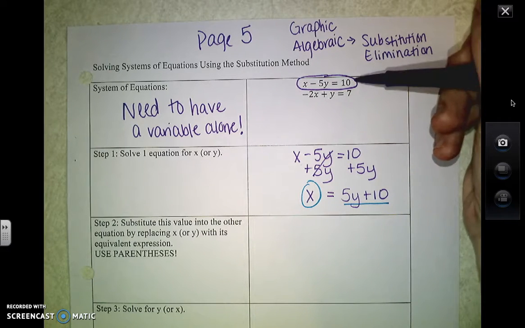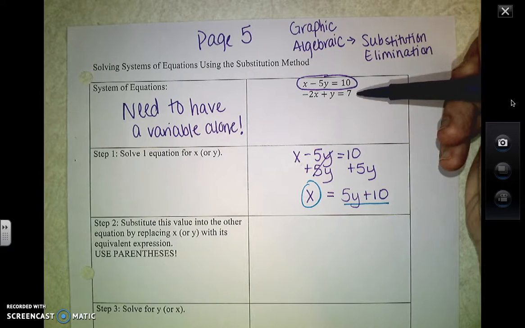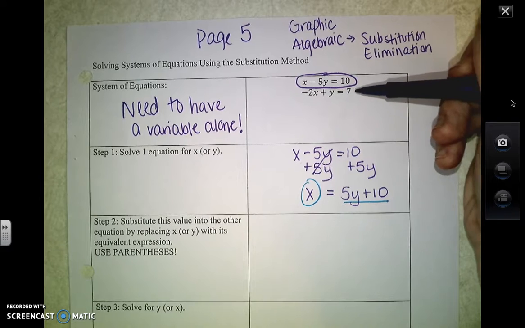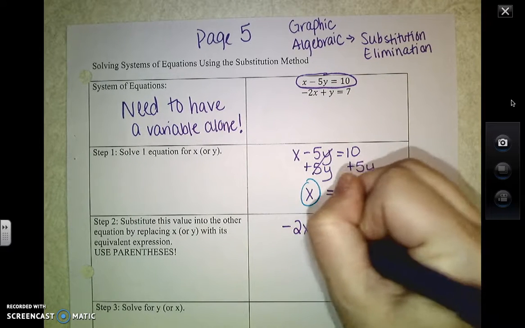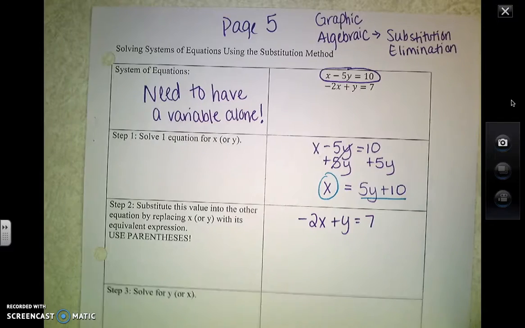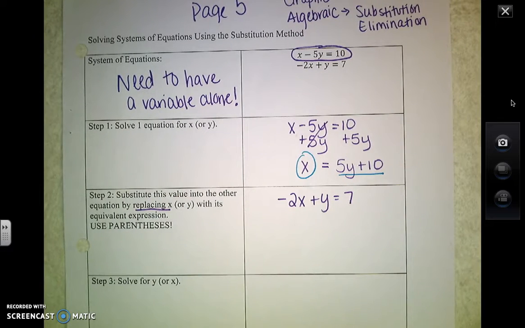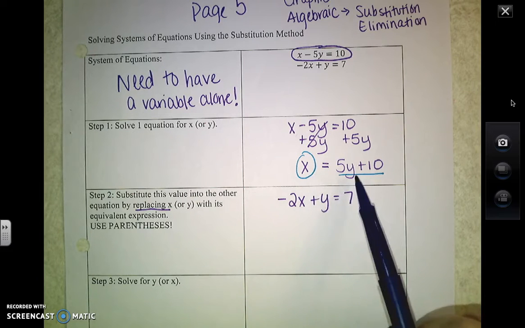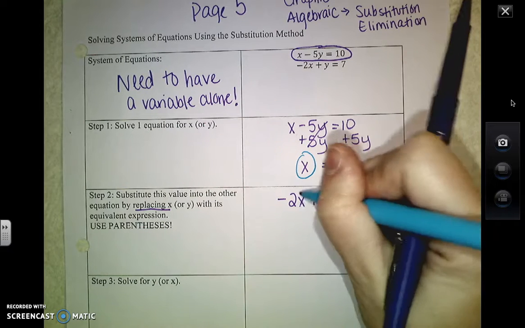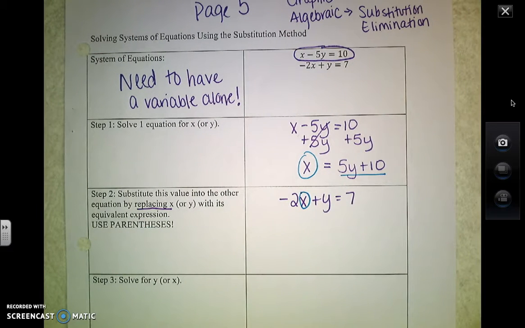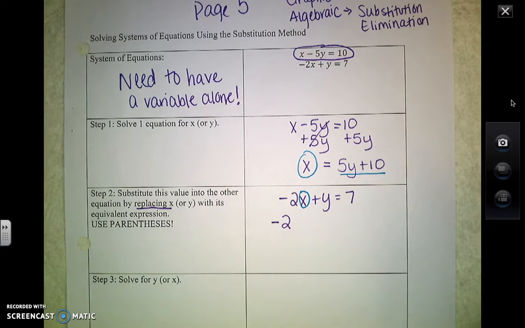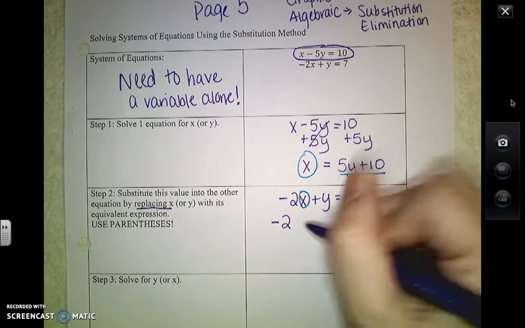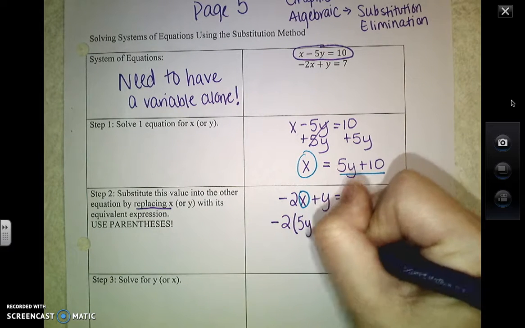So notice I circled my top equation because I already used it. So for step 2, we're going to take the other equation, that's the bottom equation, negative 2x plus y equals 7. And we're going to replace x with its equivalent expression. So we're going to take out the variable that I circled here, and we're going to fill in 5y plus 10. I like to circle that here because then I see what I'm replacing. The whole rest of the equation has to stay the same. So the negative 2 has to stay. The x has to be replaced with an expression which is going to have to be put in parentheses. So this expression is going to be 5y plus 10.